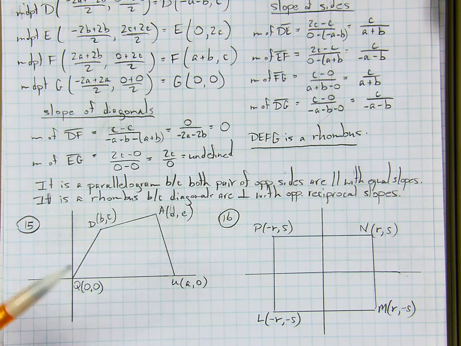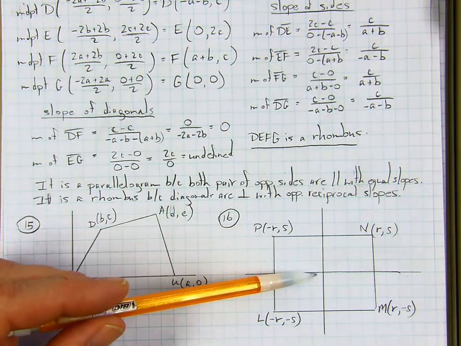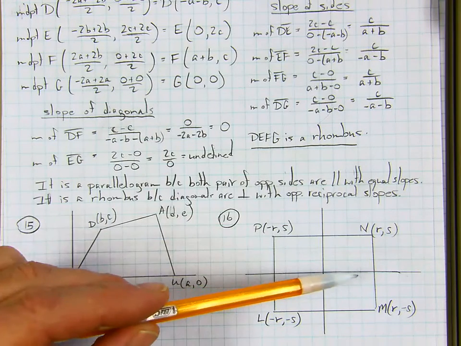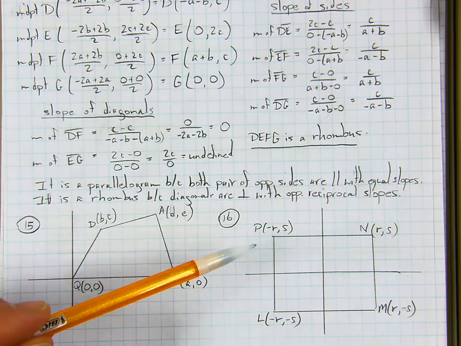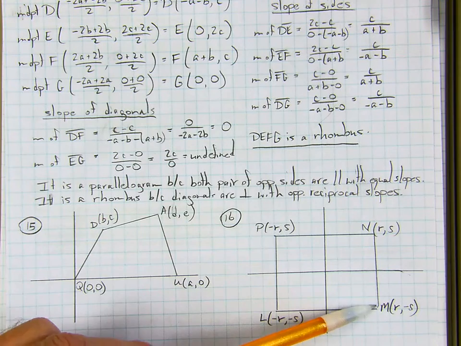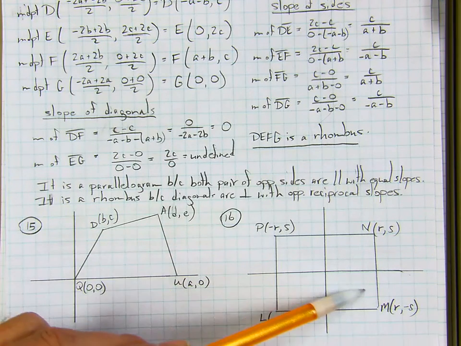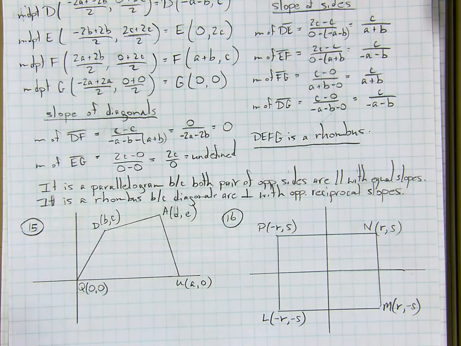Number 16 says a rectangle, LMNP, is centered at the origin. M is R, negative S. What is the coordinate of P? So centered at the origin means the origin is in the center, right? And so it's a rectangle because it's a little longer than it is wide. If M is at R, negative S, and this thing is L, M, N, P, P is the opposite vertex, so it's going to be the opposite quadrant, so all that changes is the signs are opposite. So if M is R, negative S, this would be negative R, S.